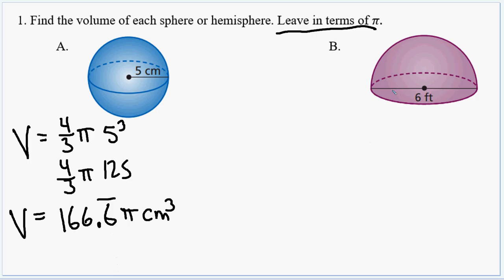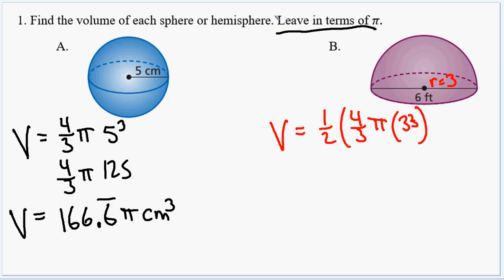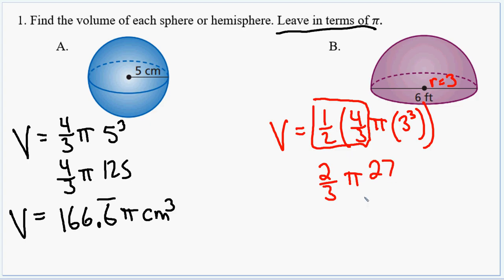All right, in the second one, we've got a hemisphere, and they gave us the diameter. So our radius there is going to be 3. Our volume will be 1/2 times 4/3 pi times 3 cubed. Let me fix that, 3 cubed. Well, the 1/2 times the 4/3, that's 4/6 or 2/3 times pi. 3 cubed is 27. So 27 times 2 is 54. 54 divided by 3 is 18. So that'll be 18 pi. Units are feet, and they're cubed.